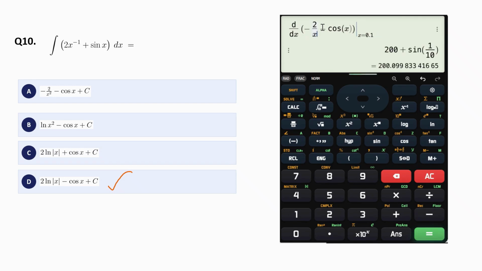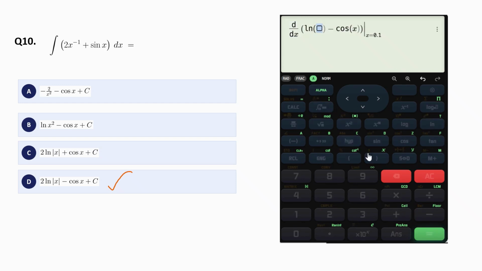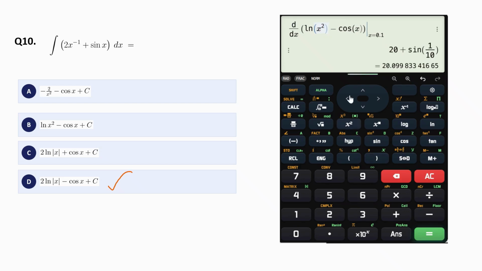So I change these values and go for ln x square, which is 20.099. This is exactly the same as the question, right? But as I mentioned, don't stop here. You are supposed to check option C and option D as well.